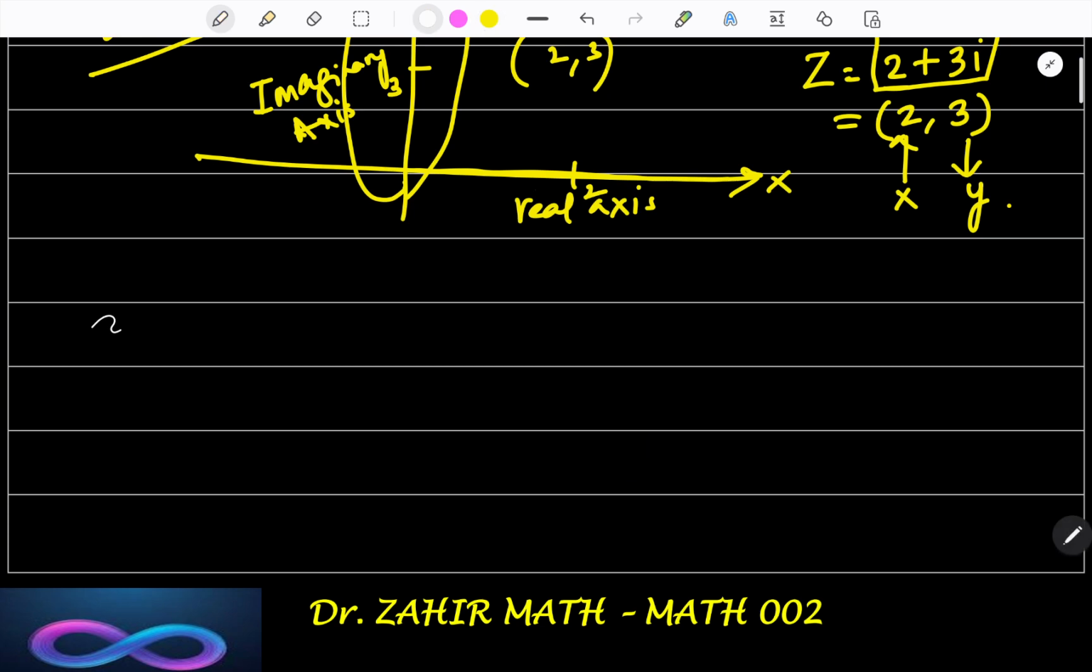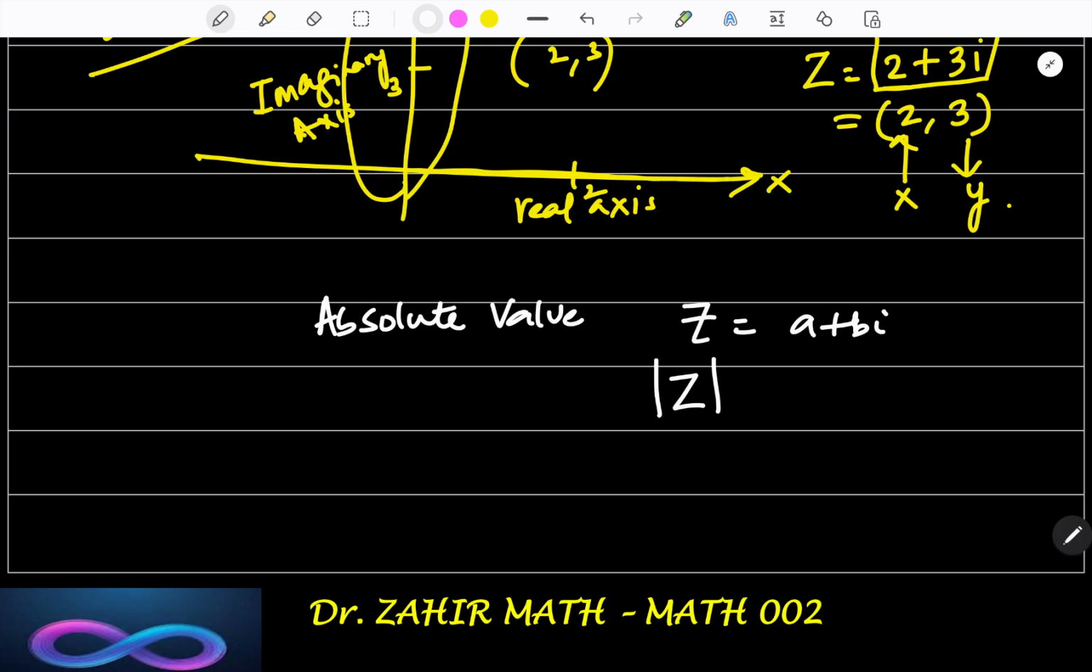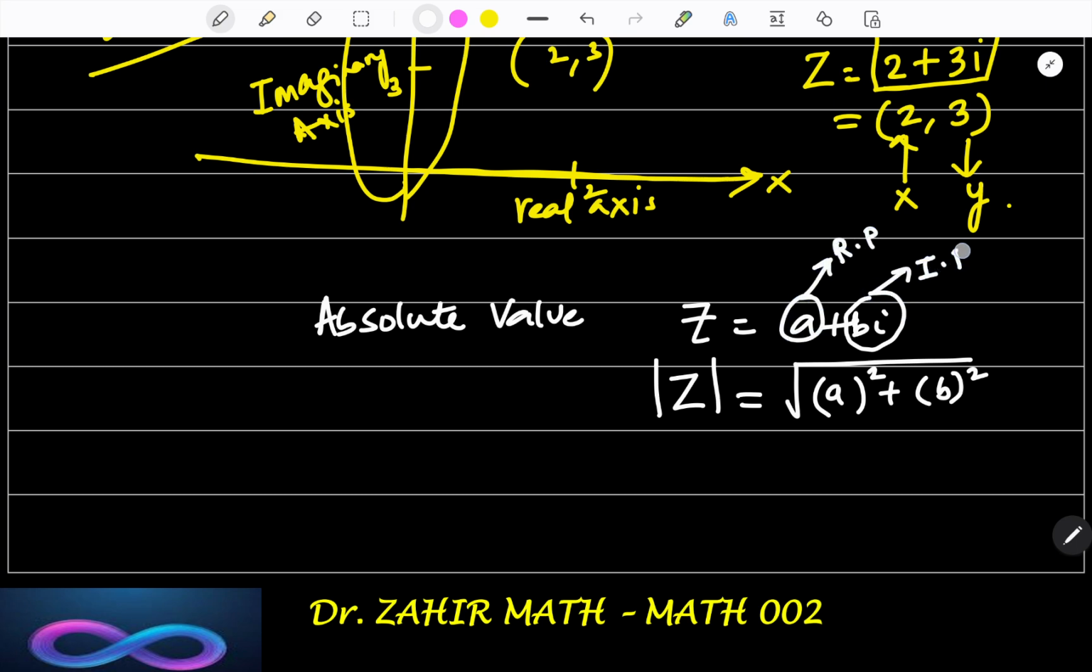The next one is, what is the absolute value? We call it the modulus, or another word is absolute value. So what is the meaning of absolute value? Maybe in class they all use absolute value. So the absolute value of the complex number z equals a plus bi, we denote mathematically like this: absolute value of z equals the square root of the real part squared plus the imaginary part squared. Without i, we should square it. This is called the real part and this is called the imaginary part.